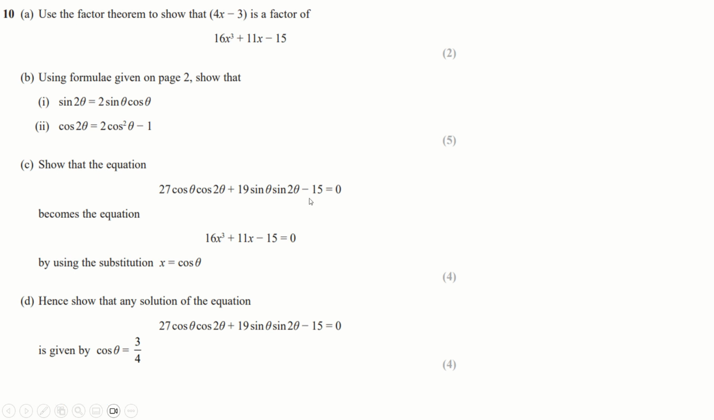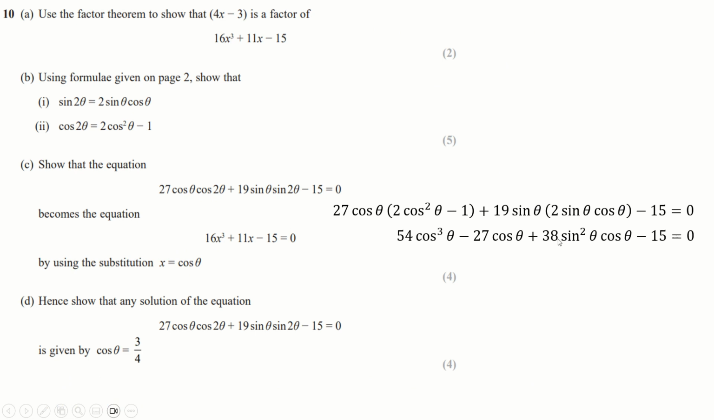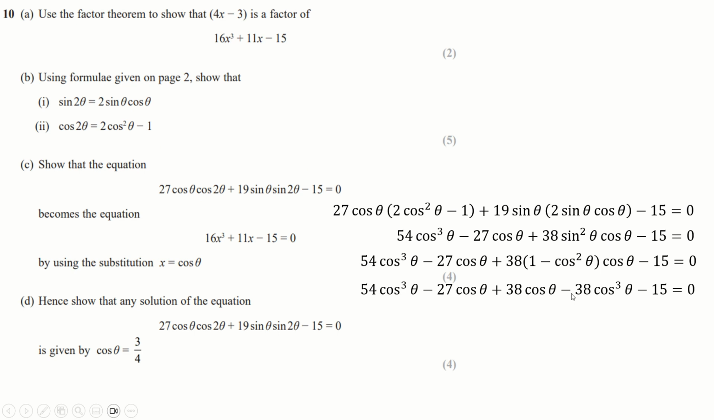Show that the equation becomes this by that substitution. Firstly, just get rid of these two results, this one and this one, via these two things. That's what I did first. Then I did a bunch of expanding. Pretty boring stuff. I wrote sine squared as 1 minus cos squared again. Then I did a bit more expanding. Then I did some collecting, and we got to here. And yeah, if you make this substitution x equals cos theta, then you end up with 16x cubed plus 11x minus 15 equals 0, which is what they wanted you to get.